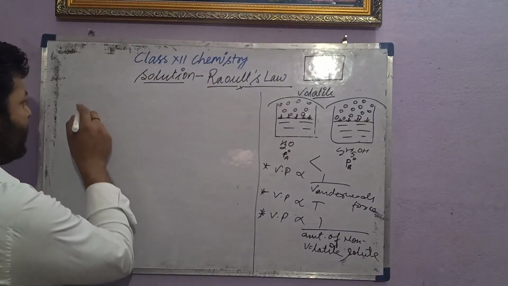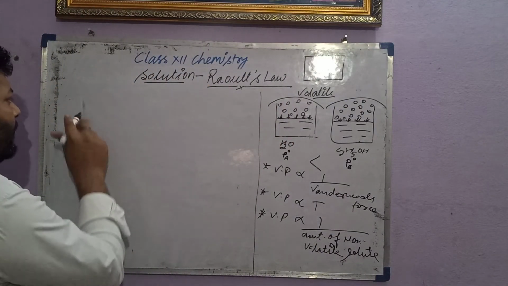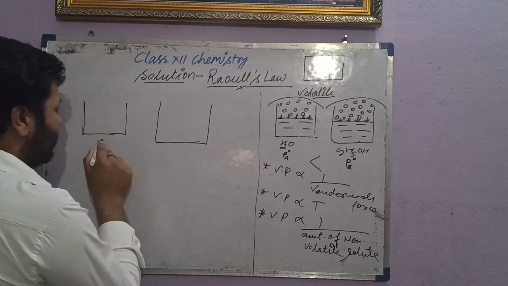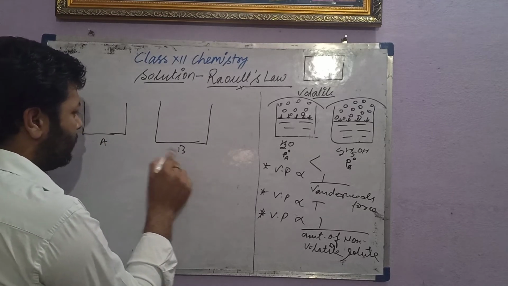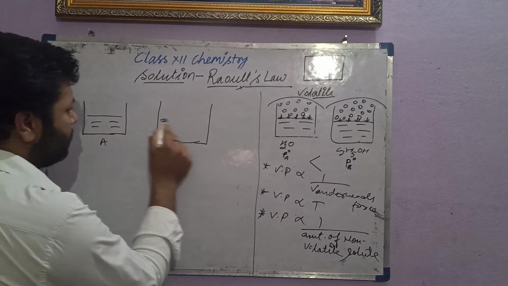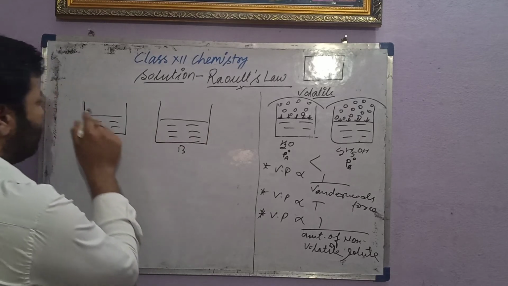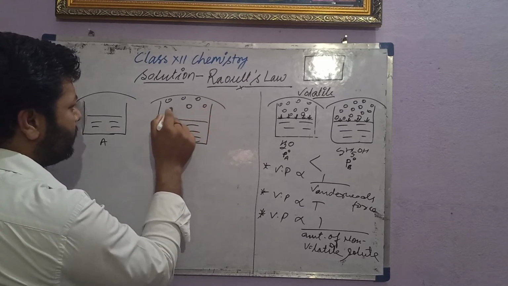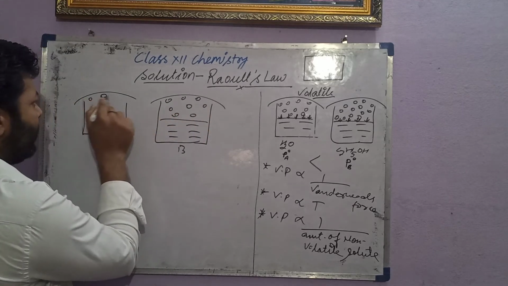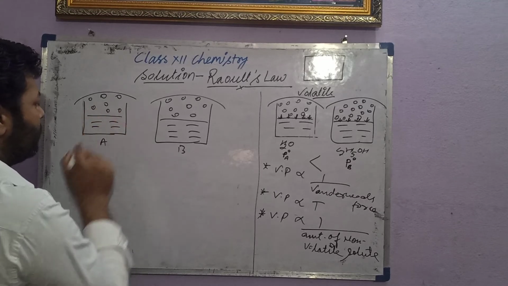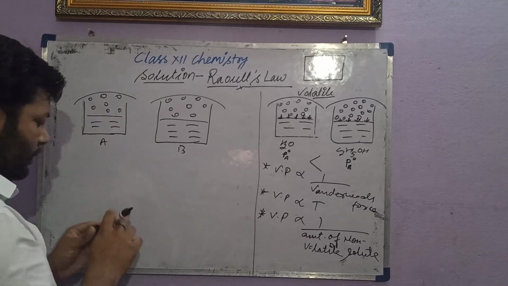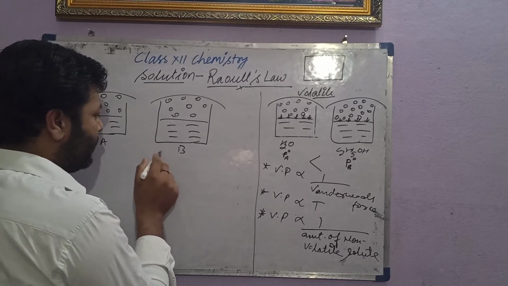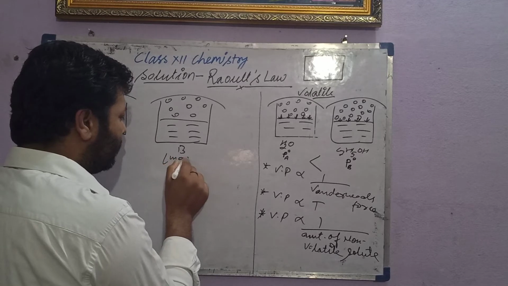So you have to learn how this happens. For that, I am making two different liquids again. Suppose liquid A, liquid B, and there are some vapors of the liquids. You can see. Suppose liquid B is more volatile than liquid A.